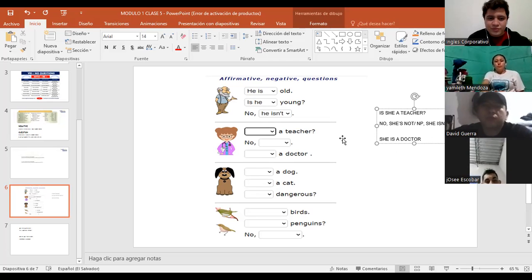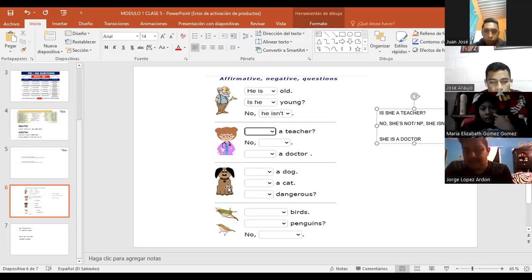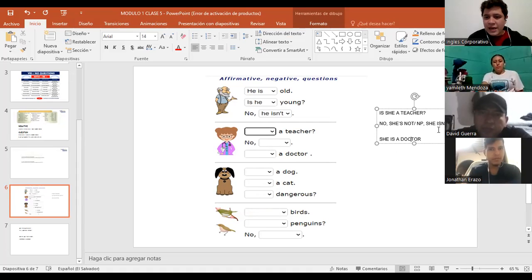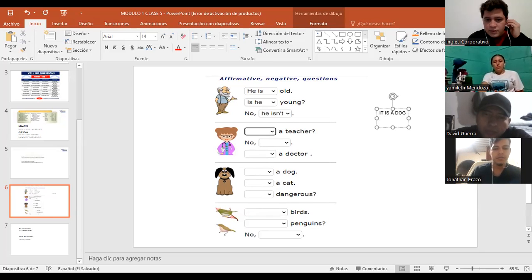No? Volunteer? He's a dog. Yeah, perfect. So, esta era positiva, right? So, it is or it's a dog. A dog. And this one? It is a dog. Not, it is or not.